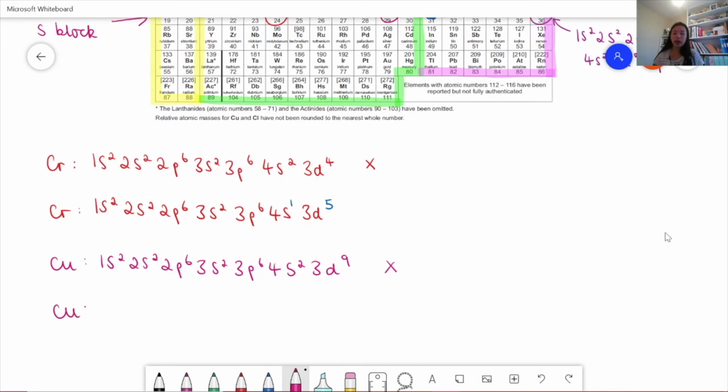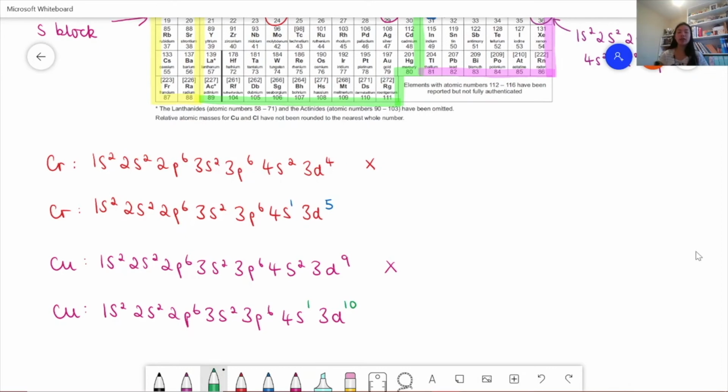And so what we have is 1s2, 2s2, 2p6, 3s2, 3p6, 4s1, and then 3d10. Because again, we have an extra electron that we'll need to put in the 3d orbital.